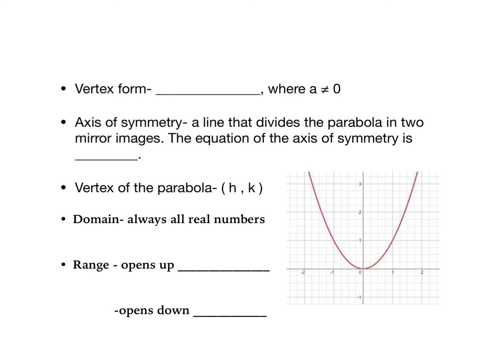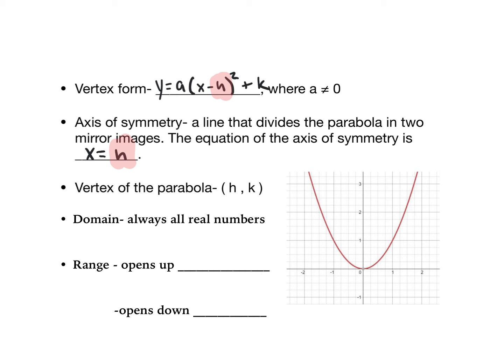So we see our quadratics in vertex form. Vertex form is y is equal to a times x minus h squared plus k. Our axis of symmetry is a line that divides the parabola into two mirror images. The equation of our axis of symmetry is x is equal to h. Whatever our h is here, we always flip the sign of it, and that's our axis of symmetry.